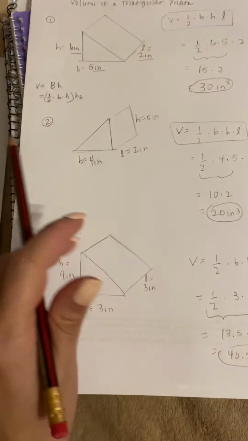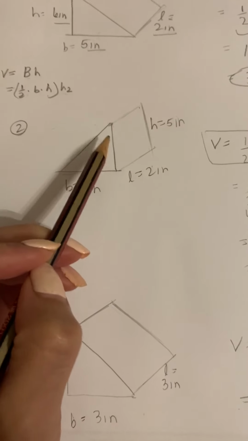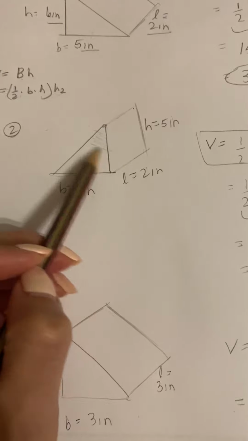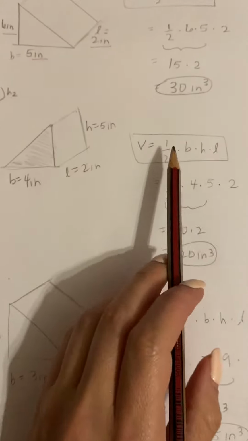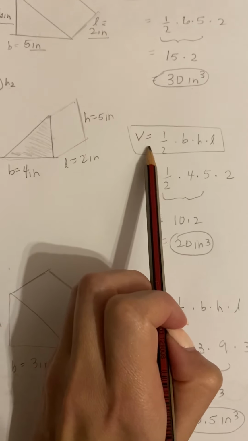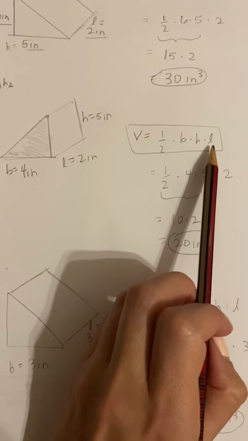Let's go ahead and look at problem number 2. Here our base is right here. This is our base. We'll start by writing the formula. Volume is equal to 1/2 times base times height times the depth of the triangular prism.